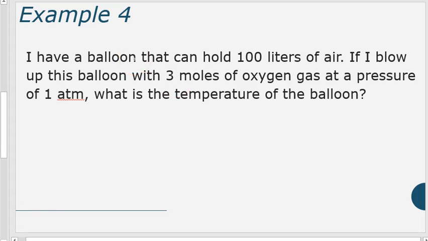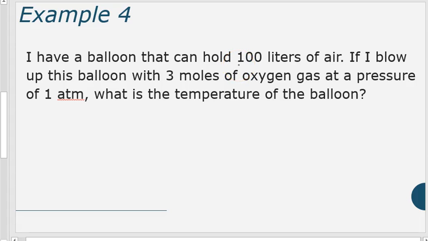I'm going to work through this with you, so if you haven't done this problem yet, make sure you write this stuff down. So it says I have a balloon that can hold 100 liters of air. If I blow up this balloon with 3 moles of oxygen gas at a pressure of 1 atmosphere, what is the temperature of the balloon? All right, so let's underline some things here.